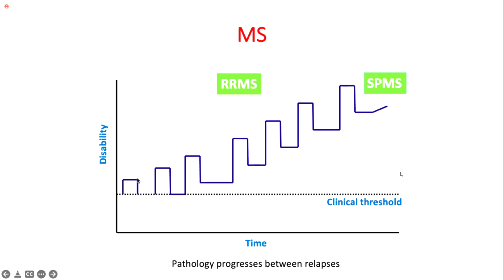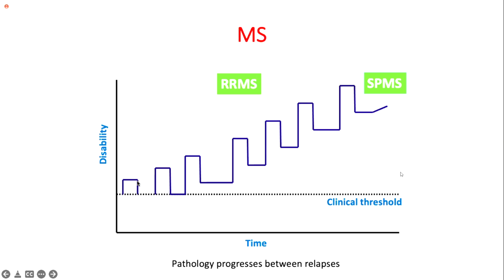So this is a relapse. Now this is the clinical threshold. There is inflammation occurring below the clinical threshold that is not clinically apparent. We cannot see that from the outside. But when it goes beyond this threshold, then it manifests.